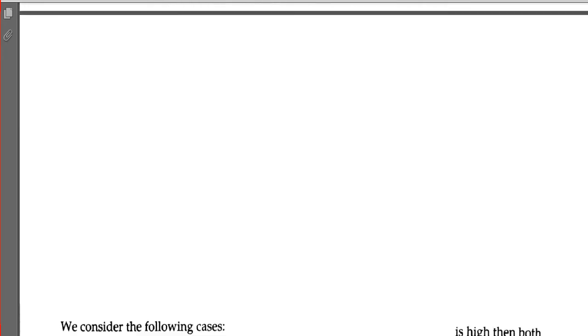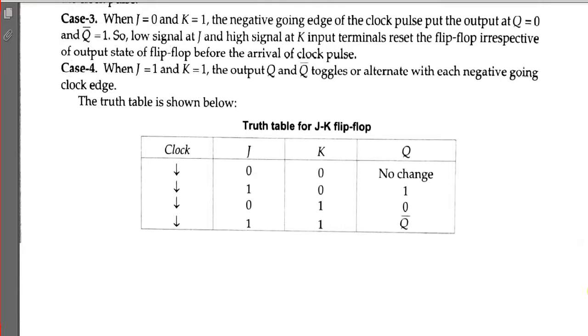Now we will see the truth table for the JK flip-flop. For the negative edge triggered flip-flop, it works only when the clock pulse goes from high to low. When the clock pulse goes from high to low, if J is 0 and K is 0, there will be no change in the output state of the flip-flop. And when the clock pulse goes from high to low, if J is at a higher logic and K is at a lower logic, then we get the output Q as 1 and Q dash as 0, and this is the set state of the flip-flop.